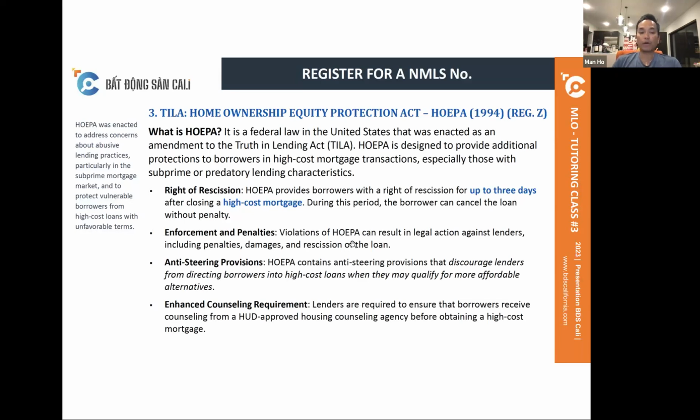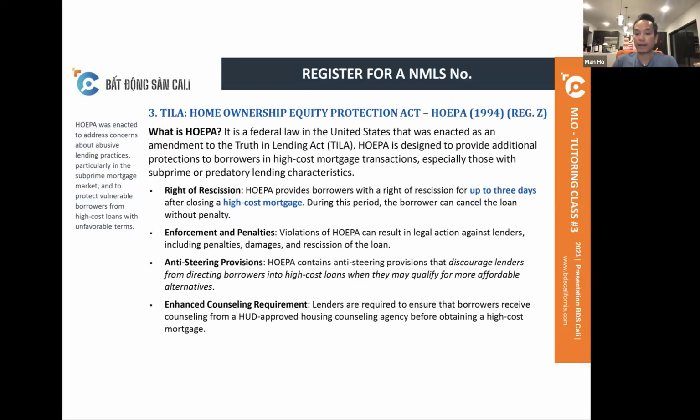Okay, HOEPA also has an anti-steering provision. Okay, what does steering mean? Okay, it contains an anti-steering provision that discourages lenders from directing borrowers into high-cost loans when they may qualify for more affordable alternatives of loans. So HOEPA prevents the lenders from selling a high-cost loan product where that same borrower can get a better, lower cost one, right?